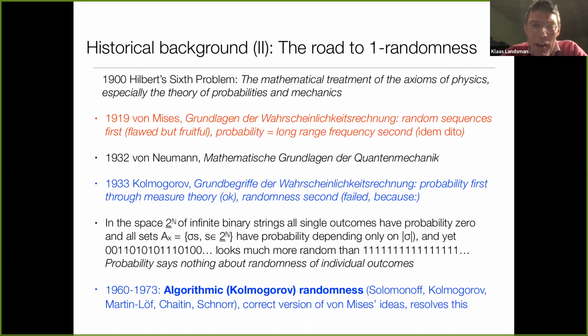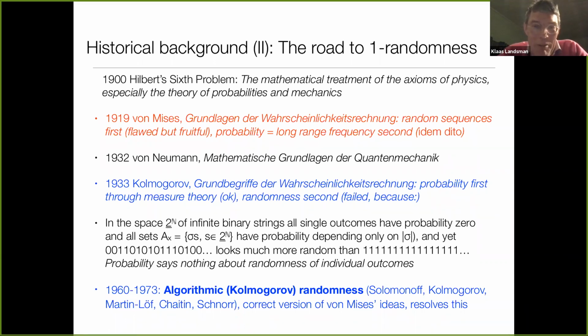Firstly, von Mises picked this up, so he wrote a short book, Foundations of Probability, Grundlagen der Wahrscheinlichkeitsrechnung, in which he tried to define the notion of a random sequence first. This turned out to be slightly flawed, but in a very fruitful way. And then he tried to derive probability as a derived concept from that. Namely, probability for him was defined as a long-range frequency given the notion of a random sequence. And then Kolmogorov, inspired by the same problem, did exactly the opposite. Using the notion of measure theory, as you all know, he defined probability first and randomness second. And he himself realized that this did not work, that more was needed.